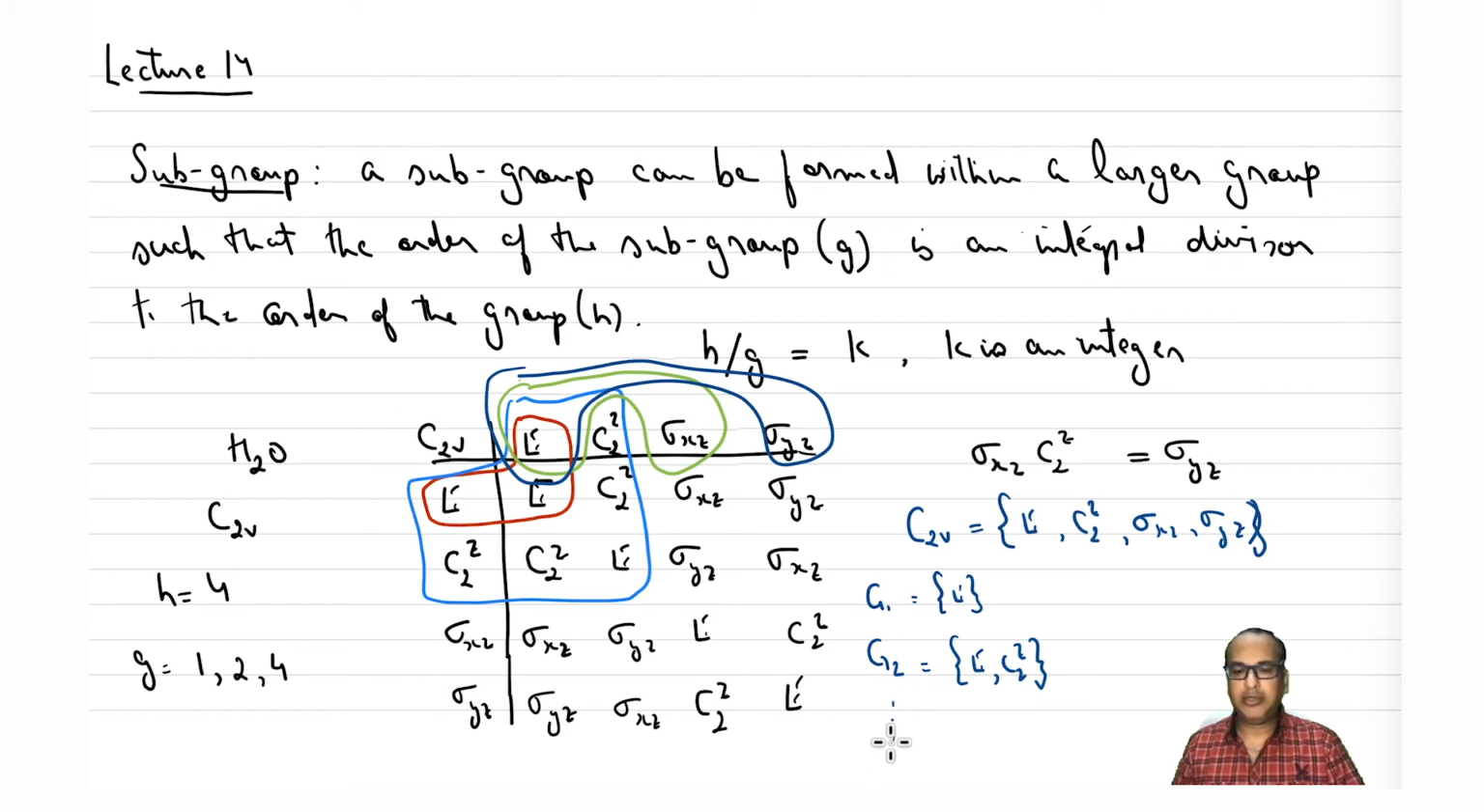So we can write subgroup 1, subgroup 2. Subgroup 3 will be E, sigma Z, sigma XZ, and subgroup 4 will be E, sigma YZ. So I hope this is very clear. Subgroups basically can be found within a larger group, and the order of the subgroups has to be an integral divisor.